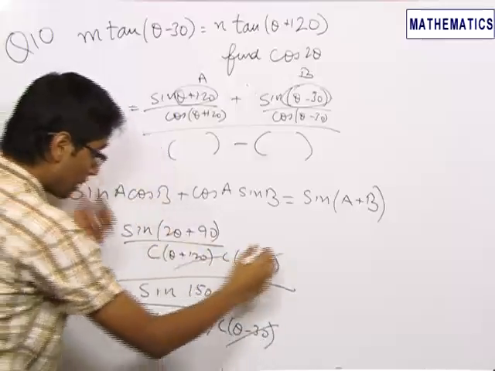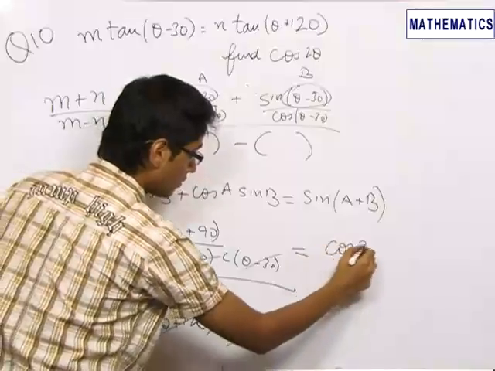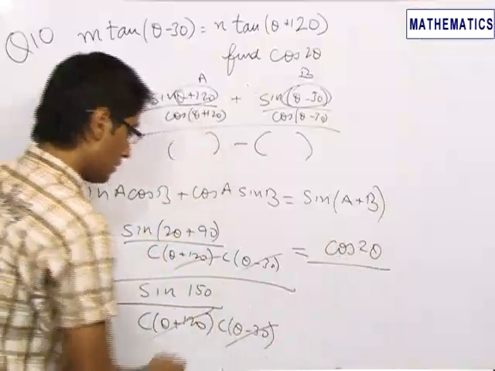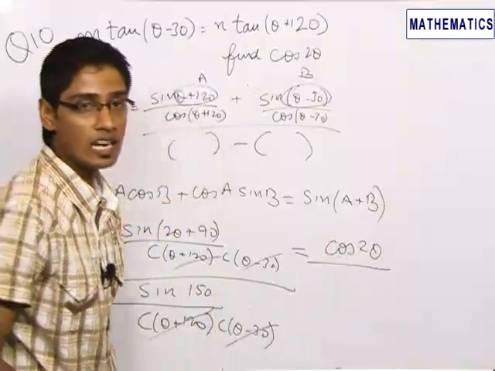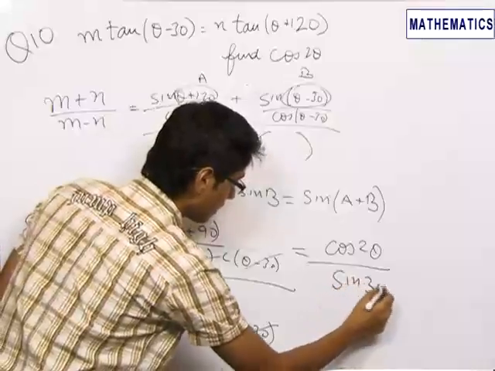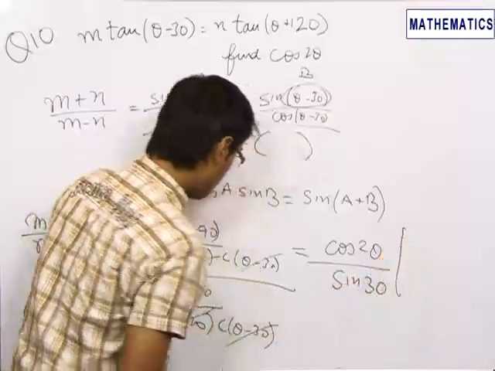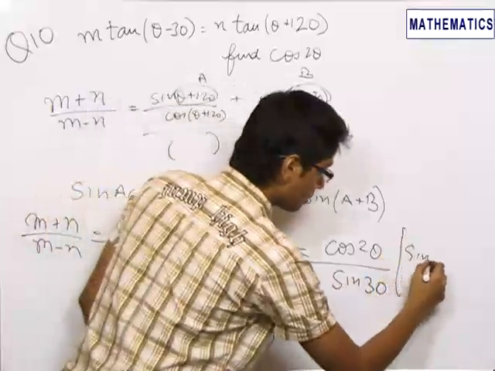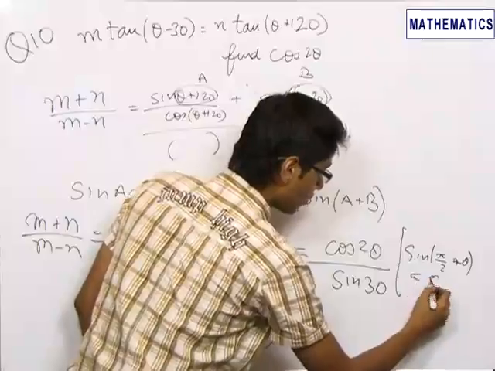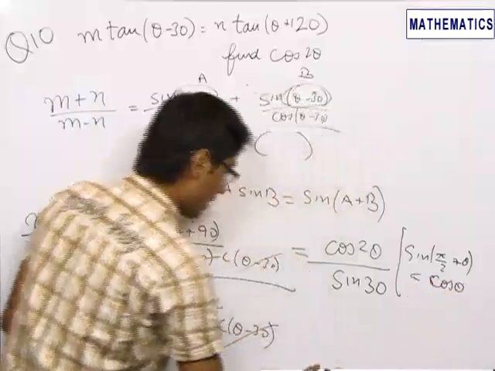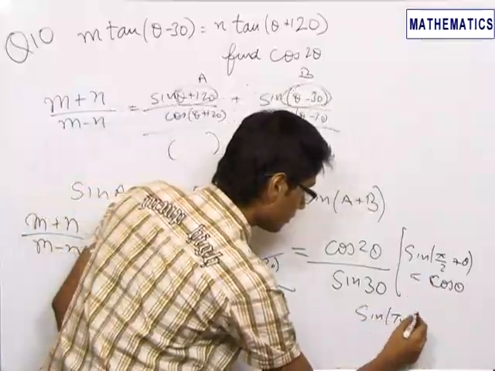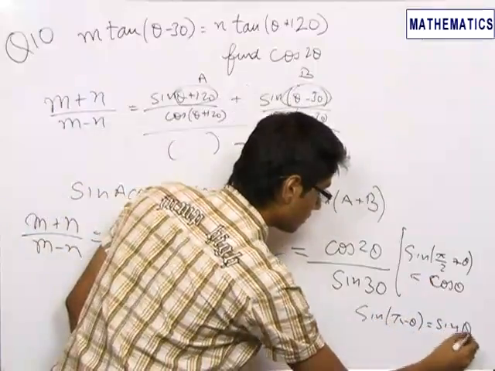Sin of (90 plus 2 theta) is cos 2 theta, and this sin of 150 becomes sin of (pi minus 30), and sin of (pi minus theta) is sin theta. So we can write this as sin 30. The two important identities used are sin of (pi by 2 plus theta) is cos theta, and sin of (pi minus theta) is sin theta.